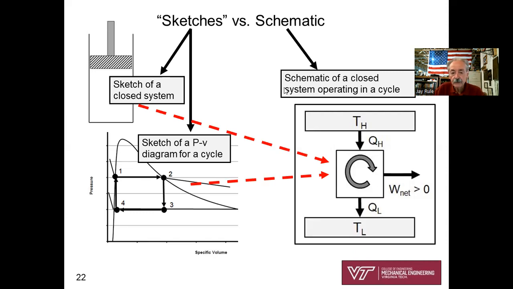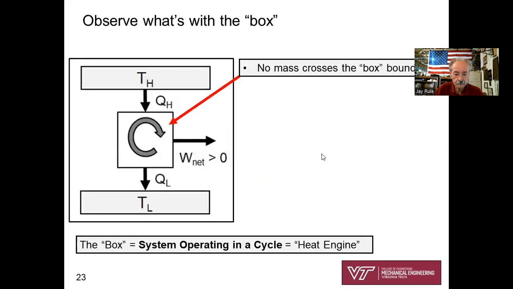Okay, and so this is the schematic. We're going to dissect this schematic. Recognize that this stuff goes into this box. So the box represents the system operating in a cycle. Next slide. Okay, so let's observe what's inside this box and what isn't.